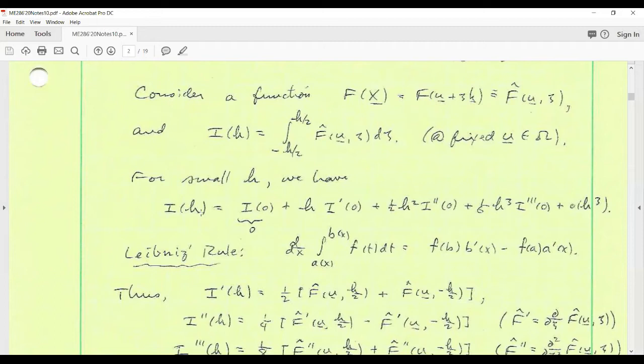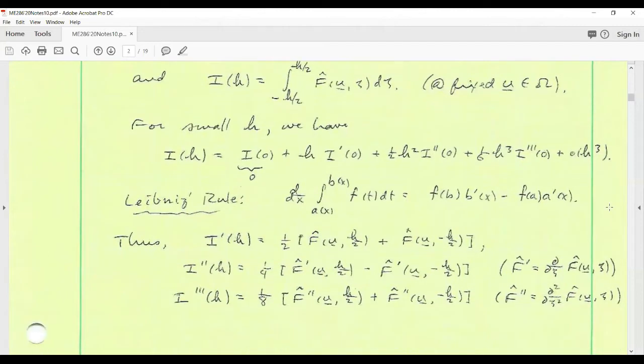This integral I at any h is I at 0. We're looking for an estimate for small h, so it makes sense to expand about h equals 0. The next term, of course, I at 0 is just 0 because the integration limits then collapse to 0. The next term would be h times the derivative of I with respect to h evaluated at h equals 0, and so on, half h squared, second derivative at h equals 0, 1 over 3 factorial h cubed, triple derivative with respect to h at 0. And then higher order terms, small o of h cubed, terms that tend to 0 faster than h cubed does as h tends to 0.